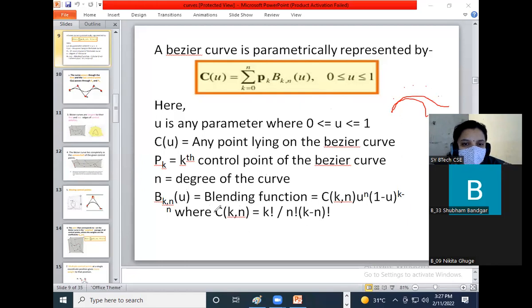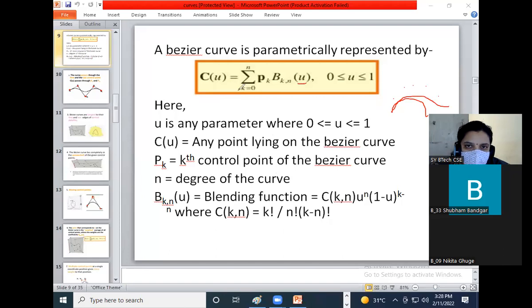So depending upon that, you are going to calculate CK, CKN, and U raised to N. Here U is the parameter, because we know that this is the parametric representation, and that's why you take the parameter as U. We will see this in detail when we solve an example on this. So you will know how to change K from 0 to 3 if it is a cubic curve, and how these values change in terms of U and 1 minus U, right?